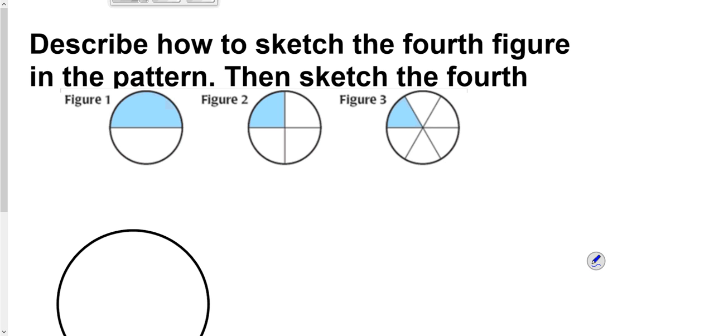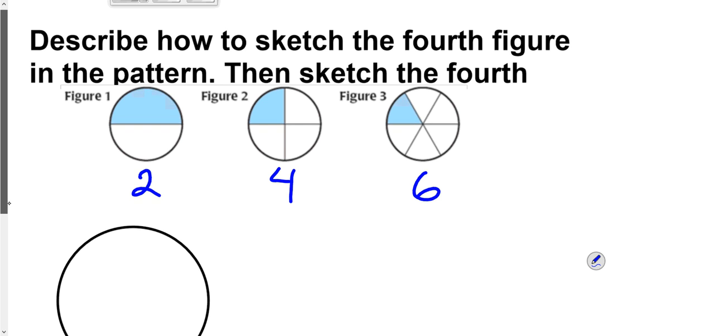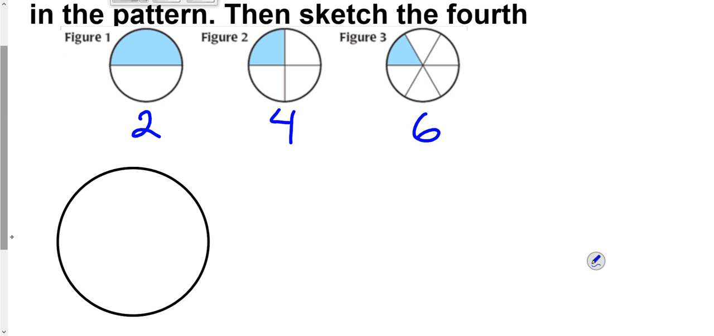We already talked about it: figure 1 has 2 pieces, figure 2 has 4 pieces, and figure 3 has 6 pieces. So there probably should be 8 pieces in the fourth one, right? That would be our conjecture that there would be 8 pieces. That's part of it anyway. 8 pieces.